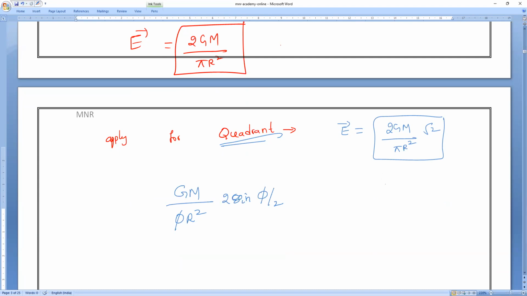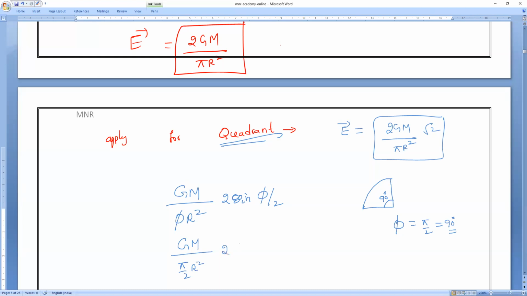Now, for a quadrant, what is the angle? 90 degrees. Am I right or wrong? So phi is equal to 90 degrees, which means pi by 2. So phi by 2 means pi by 4, which is 45 degrees. So GM divided by pi by 2 r square.